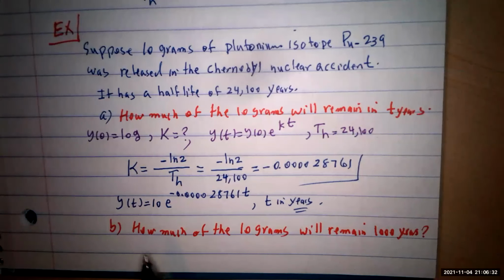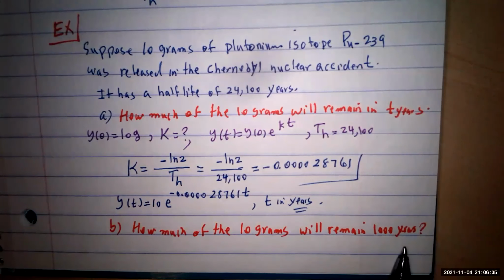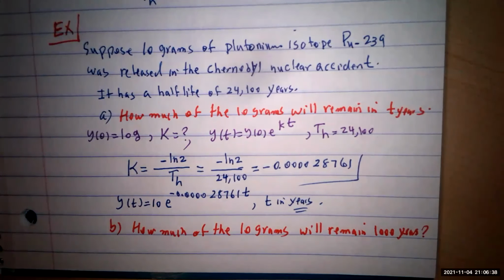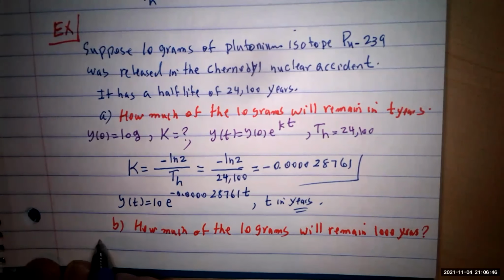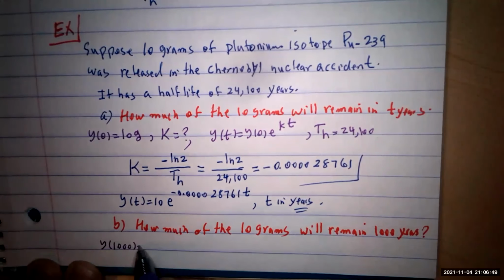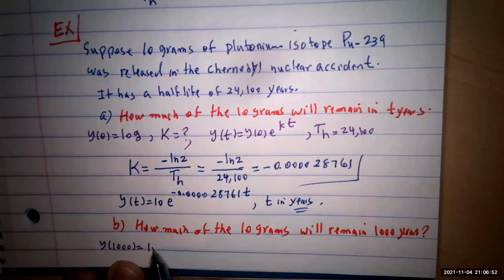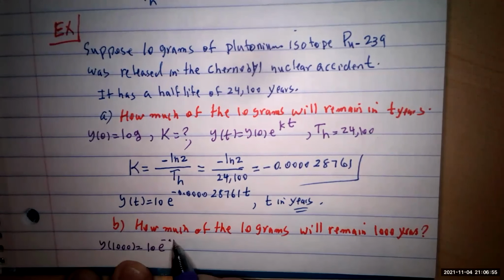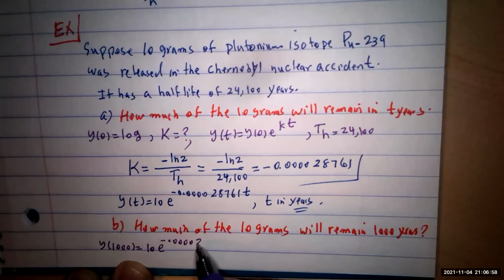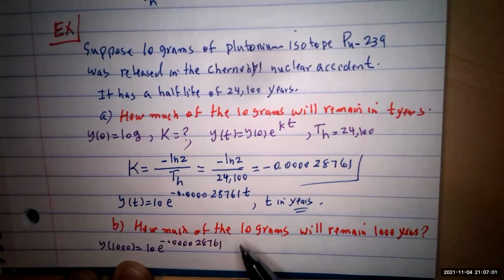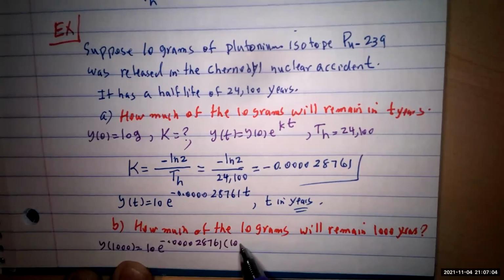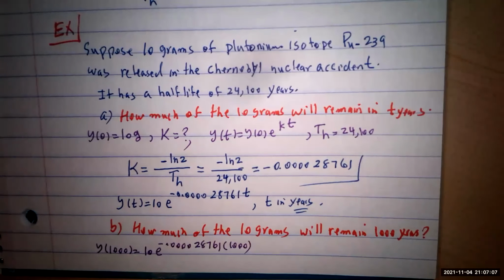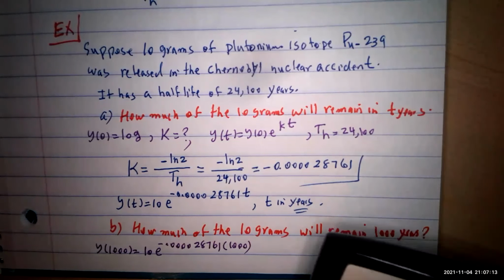So let's see what we want. How much of the 10 grams remain after 1,000 years? We replace the T by 1,000 to get this number. So what is going to be Y of 1,000? Again, your calculator. It's going to be 10 e to the negative 0.000028761. I just bring all of them times 1,000. You have to use your calculator to get this one, and this is how we are going to do it.